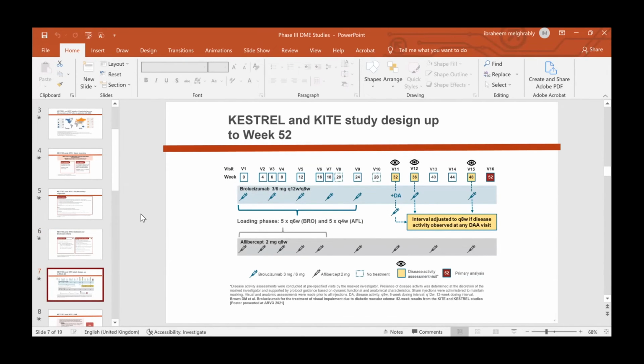This is the study design. Usually we start with 5 loading doses, every 6 weeks in case of brolucizumab, and every month in case of aflibercept, and after this, patients will stay on Q12. However, if any patient at the assessment visits showed any reduction in vision, they will be moved to Q8 in the brolucizumab arm.